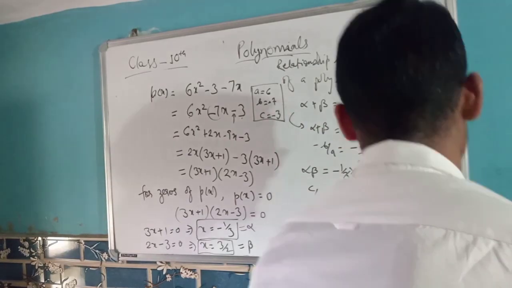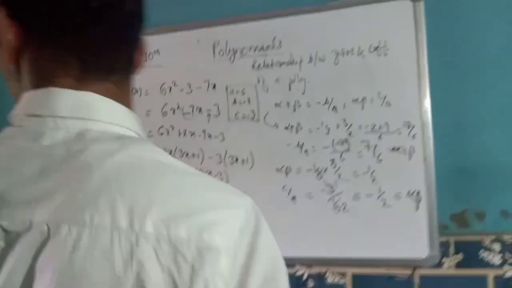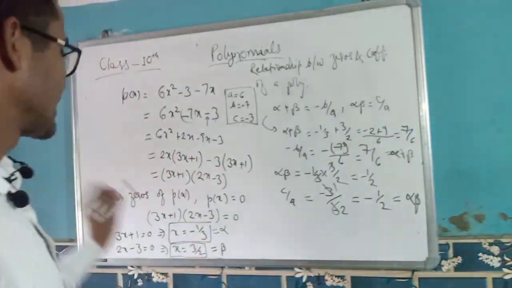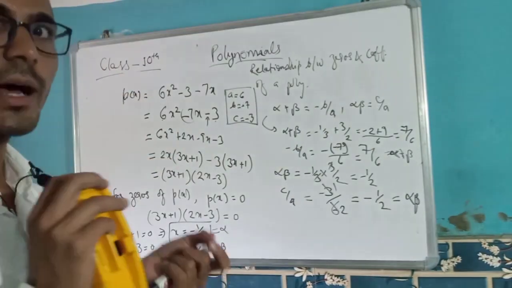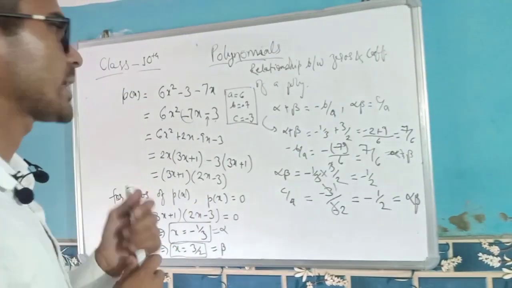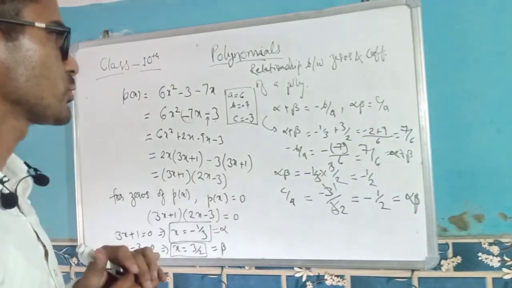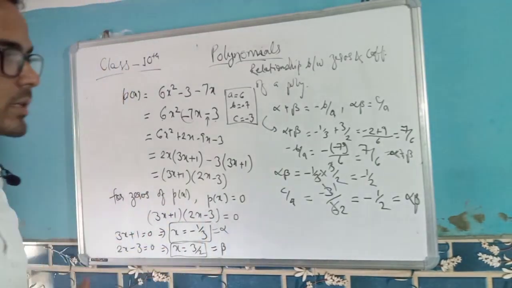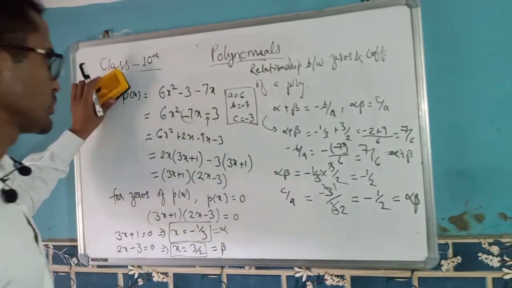We can say this is c by a, alpha beta. So these things are the same. It means all the relations between zeros and coefficients of a polynomial are valid, right? So that's what we had to show here, and we did it.